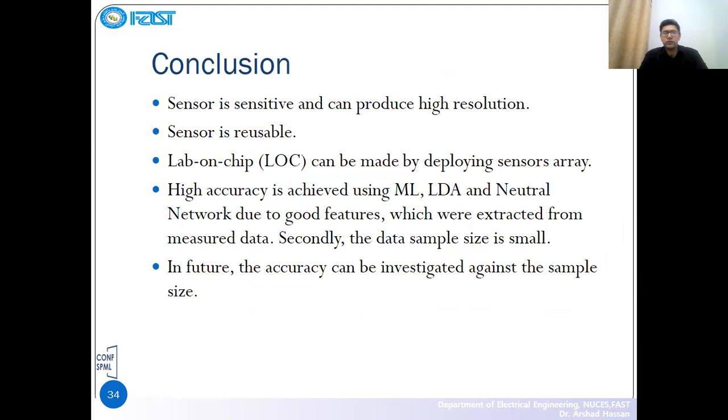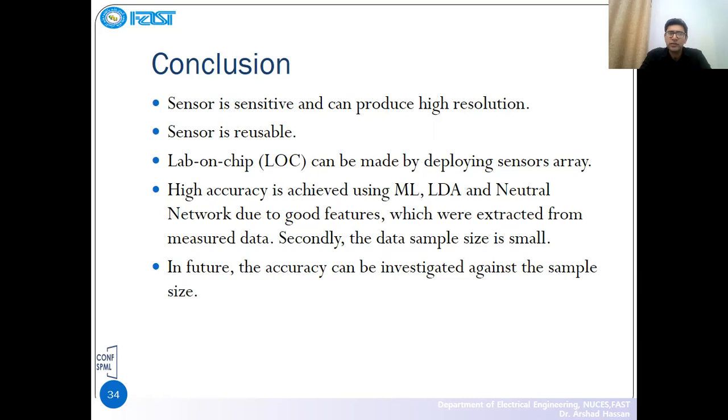So here is the conclusion of the presentation. The sensor is very sensitive and produces a high resolution. You can see that it shows the variation against small concentrations. The sensor is reusable. A lab on chip can be made by deploying a sensor array. You can see the high accuracy in the maximum likelihood classifier, LDA, and neural network due to good feature selection. And the second reason is that the data size, the sample size, is very small.